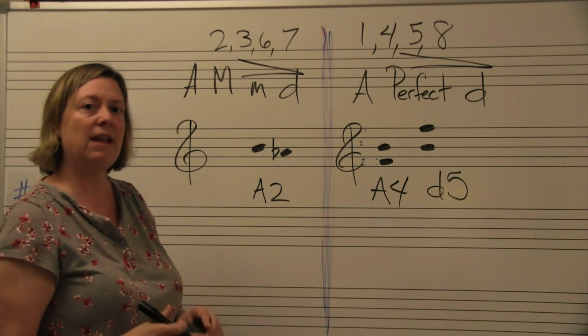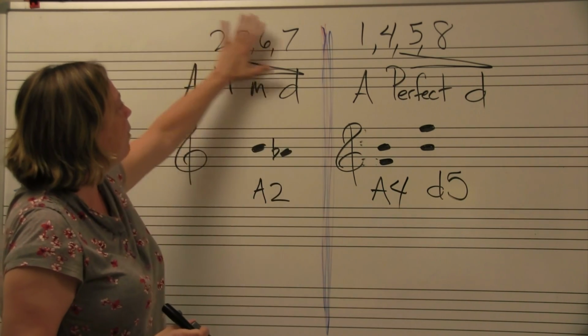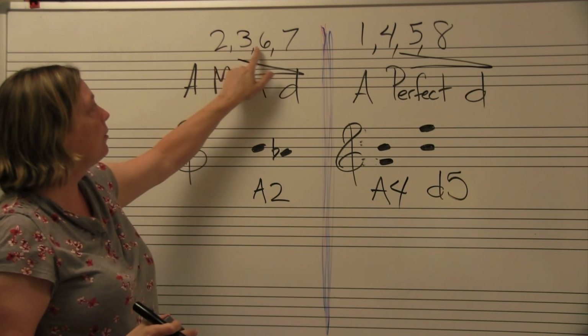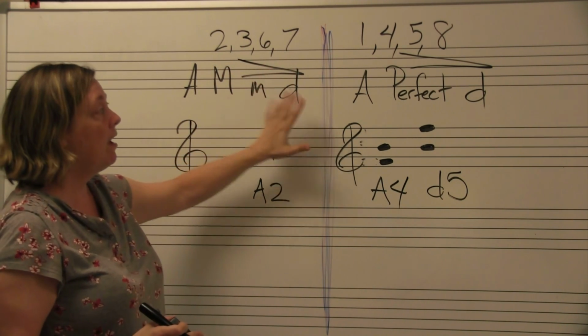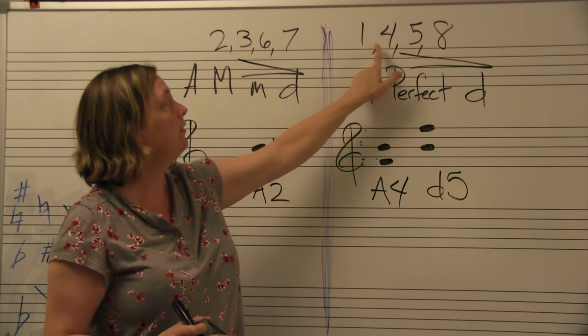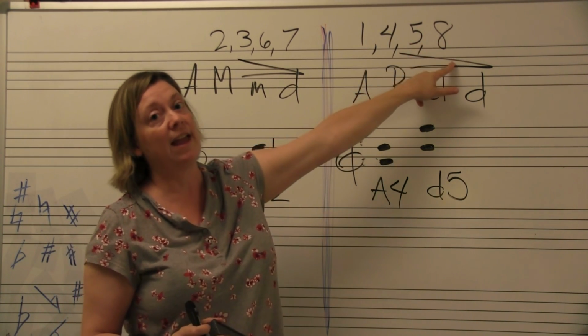So we have size and quality. We have 4 possible quality labels for the 2nd, 3rd, 6th, and 7th. We have 3 possible quality labels for unison, 4th, 5th, and octave.